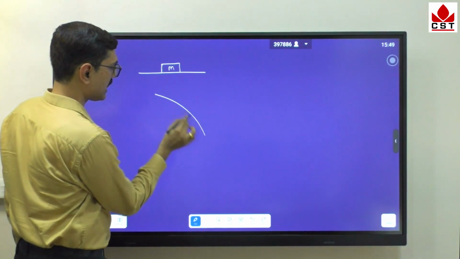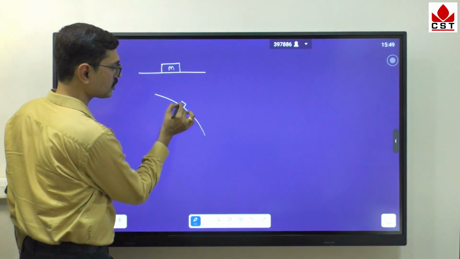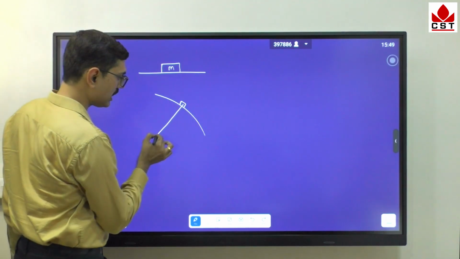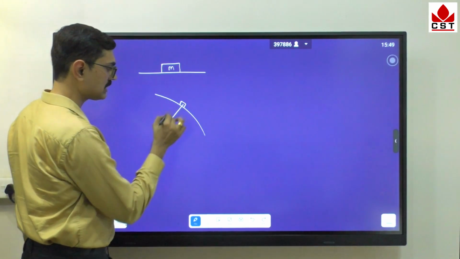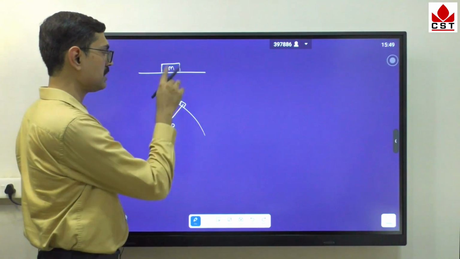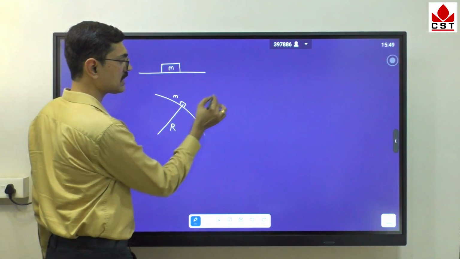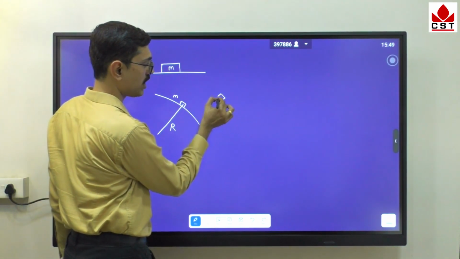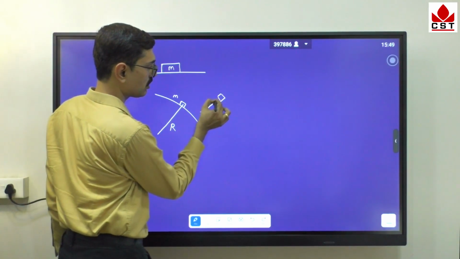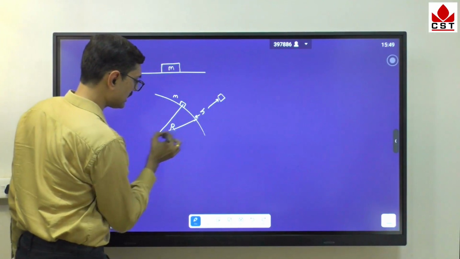When we place that mass on the surface of earth, means we have to calculate that distance from the center of earth. When we place that mass above the surface of earth, means we have to add that height to the radius of earth.